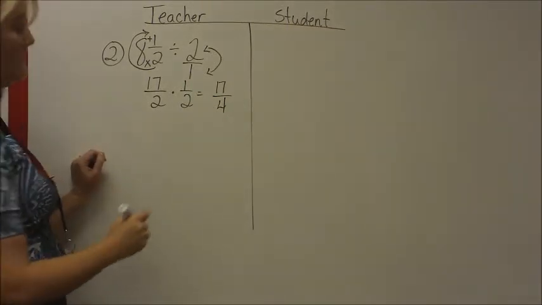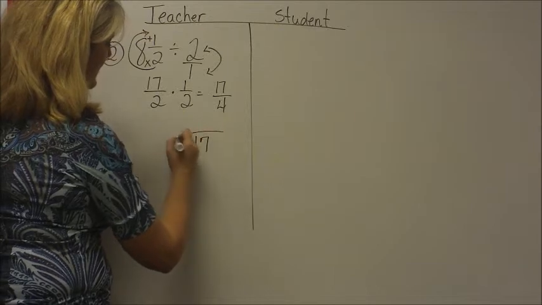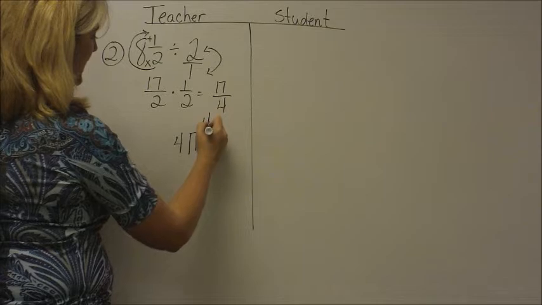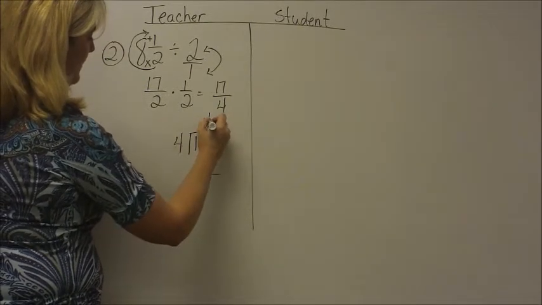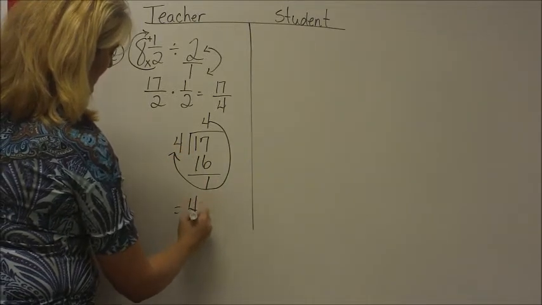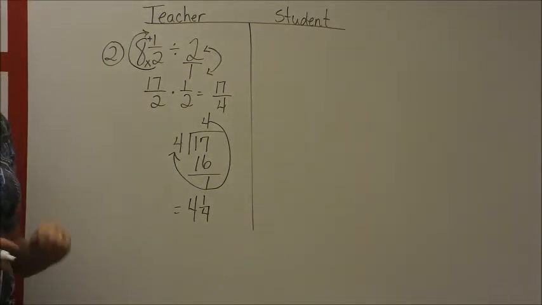Am I done? No. Because this is an improper fraction that needs to be simplified. 4 goes into 17 4 times. 4 times 4 is 16. 1 left over. 4 and 1/4. Take a minute, get that down. And I'm going to give you a couple of student problems.